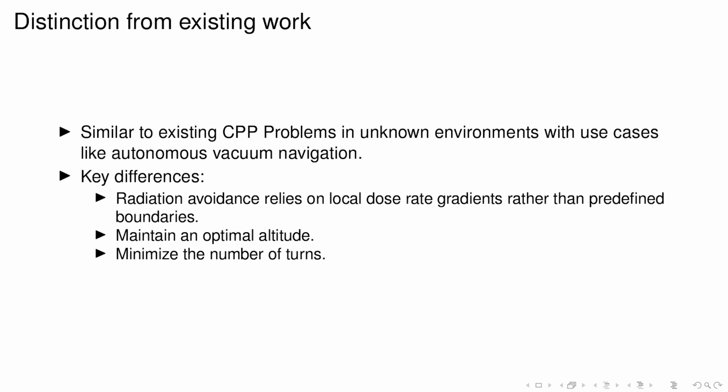Our task is a coverage path planning problem. It is particularly similar to a CPP in unknown environments, but finds its use in autonomous vacuum navigation. However, there are a couple of key differences. Firstly, radiation avoidance relies on local dose rate gradients and not on strict boundaries. Secondly, we're operating in a 3D environment where we have to maintain an optimal altitude. And last but not least, we have to minimize turns.